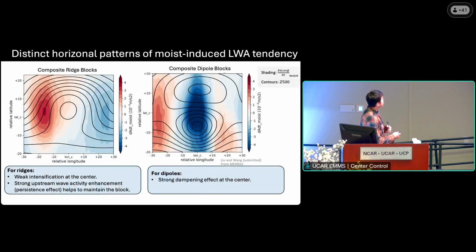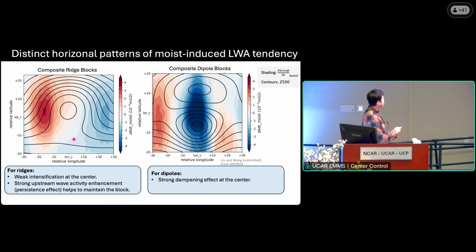Okay, so now we explore the horizontal structure of this moist-induced wave activity tendency. Basically, it tells you to what extent and where the wave in the blocking system is changed by moist processes. The red indicates that the wave activity is enhanced by the moist process, while the blue means the wave activity is reduced by the moist process. So we can clearly see that for ridge blocks, the moist-induced wave activity tendency is positive upstream, while negative downstream, and is overall weak at the central locations, close to zero. It could be slightly positive or negative.